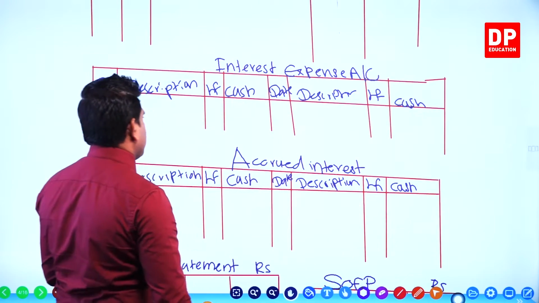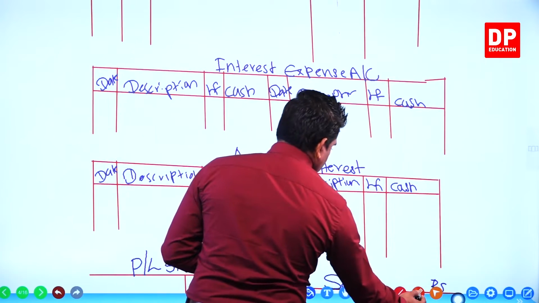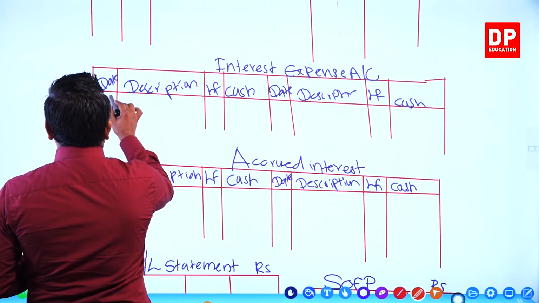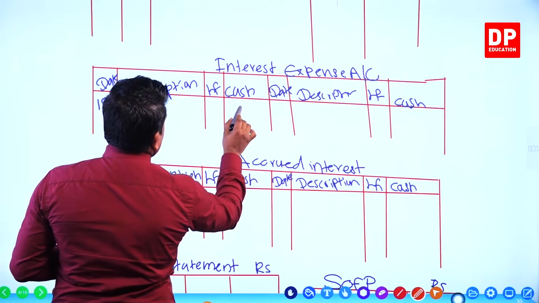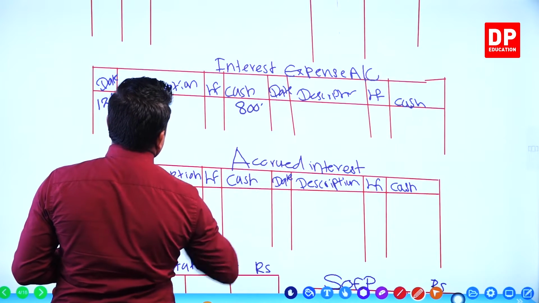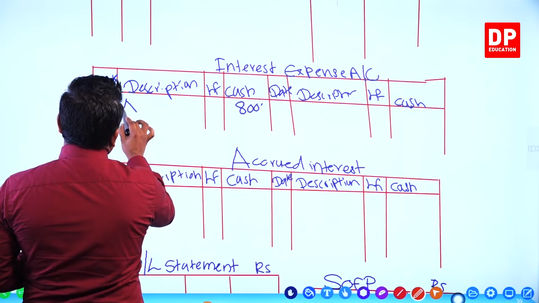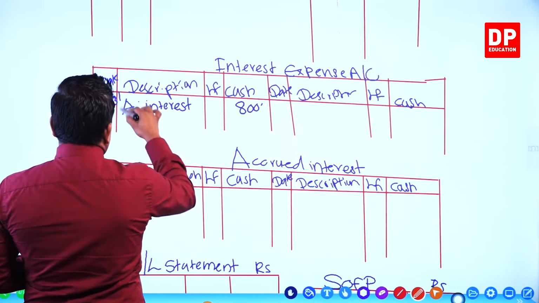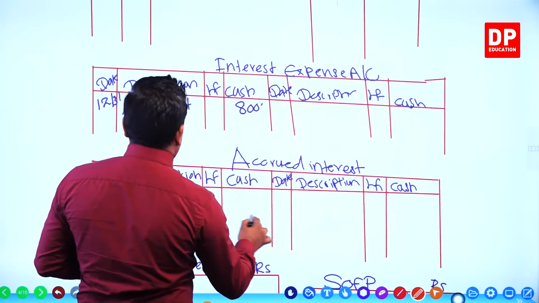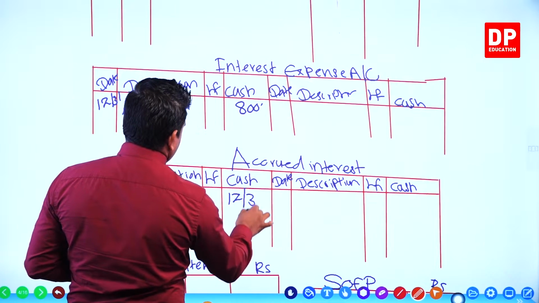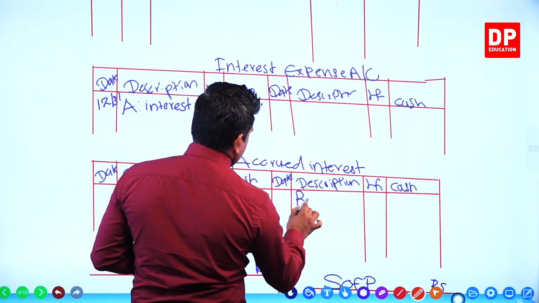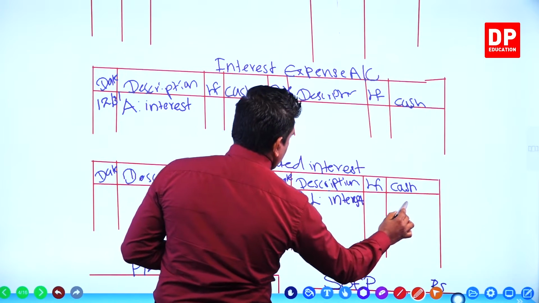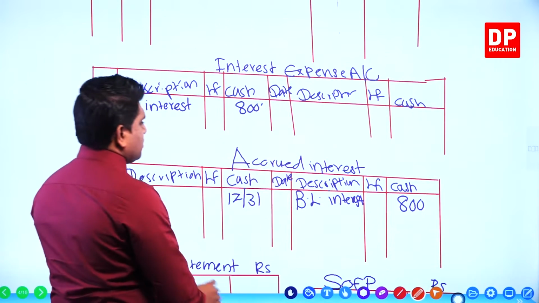The amount is 800. 12/31st we put, because end of the year we do this. Value is 800. Interest expense account debit as accrued interest. A means accrued, right? Then accrued interest account credit side as what? Bank loan interest. How much? 800.